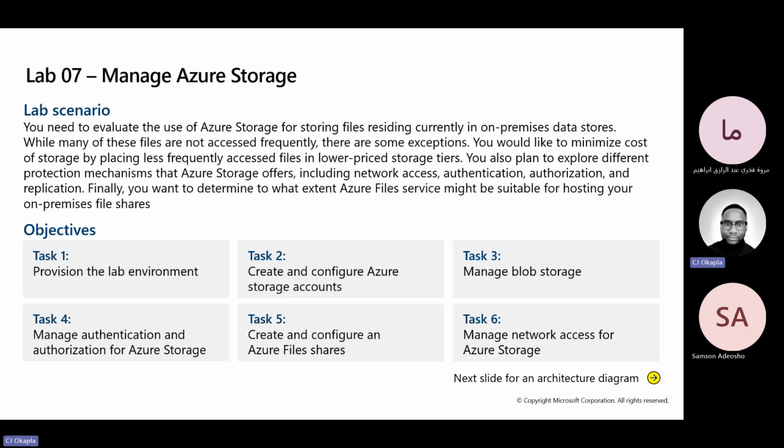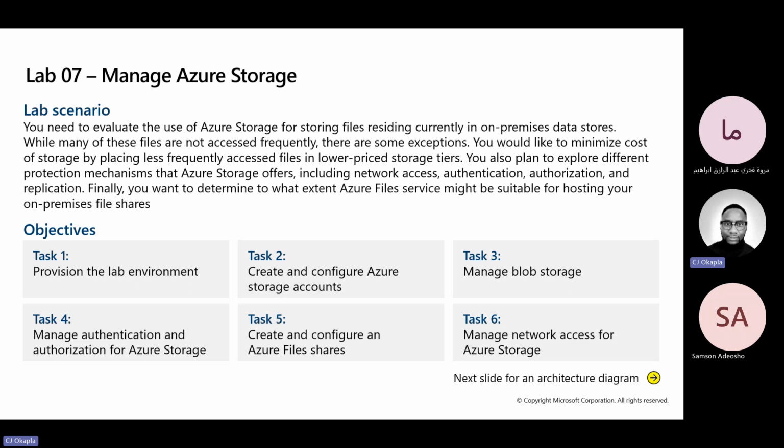The scenario is that you need to evaluate the use of Azure storage for storing files currently residing in on-premises data stores. While many of these files are not accessed frequently, there are some exceptions. You would like to minimize the cost of storage by placing less frequently accessed files in lower price storage tiers. You also plan to explore different protection mechanisms that Azure Storage offers, including network access, authentication, authorization, and replication. Finally, you want to determine to what extent Azure File Service might be suitable for hosting your on-premises file share.